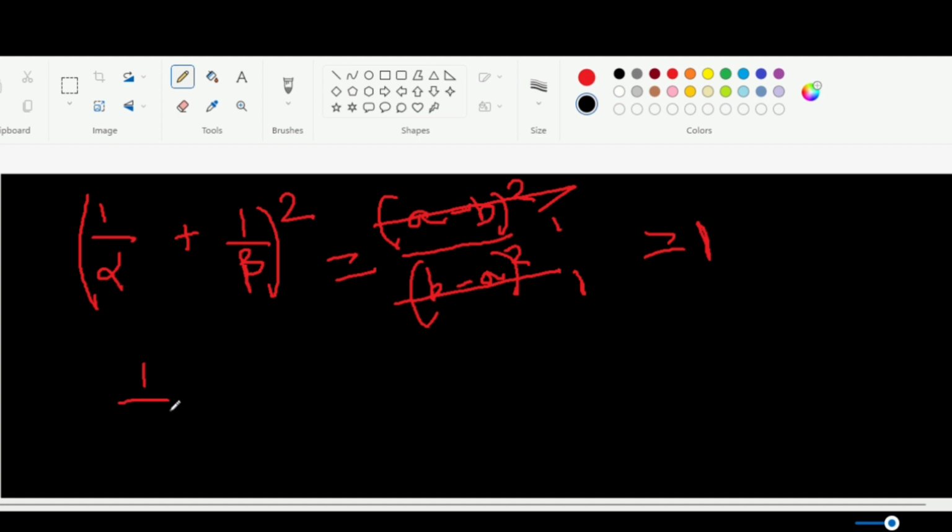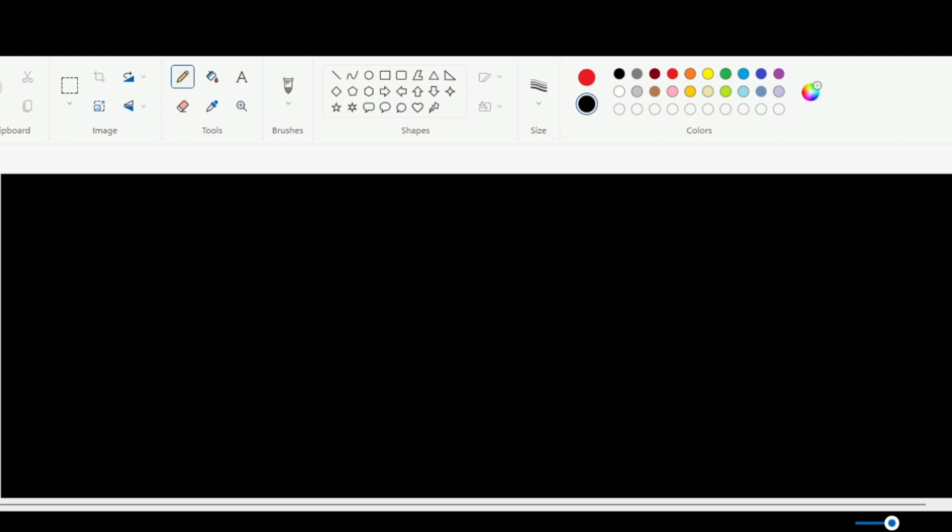Transfer the square to the right hand side, it will become a root. As the root of 1 is equal to plus or minus 1, 1/alpha + 1/beta will become equal to plus or minus 1. Plus or minus 1 indicates plus 1 and minus 1. So 1/alpha + 1/beta is equal to plus 1 and minus 1 also.